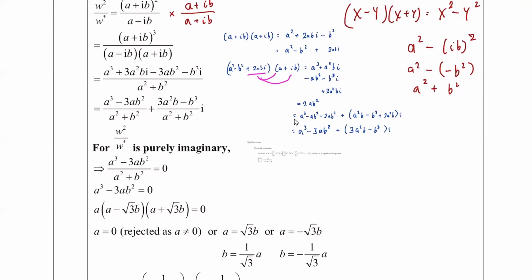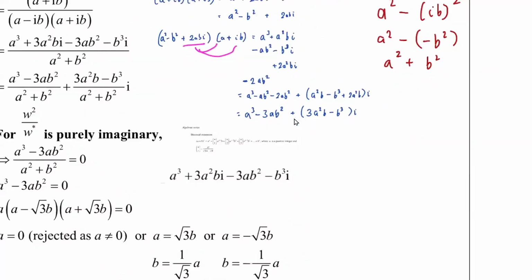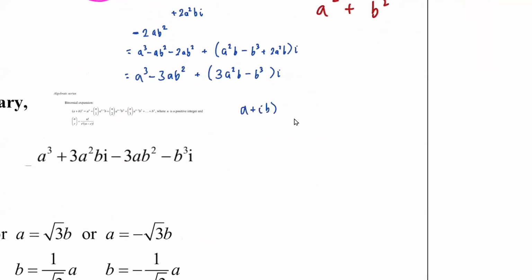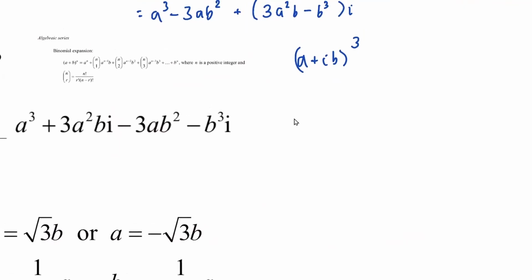Okay, I need more space, so I'm going to shrink it down now. So we eventually need to get the answer a cubed plus 3a squared bi minus 3ab squared minus b cubed i. So this one requires a bit of work. Let's see how we can get that. So we start off with the numerator (a plus ib) to the power 3. So how to use the formula? Is it too small? Okay, can see.